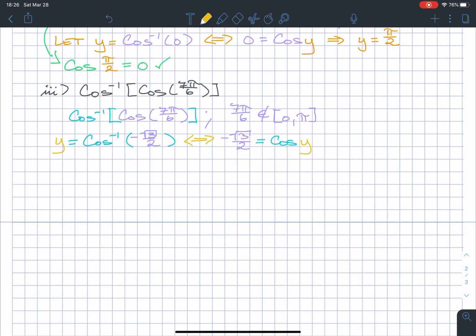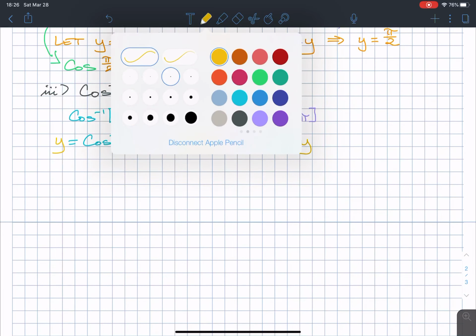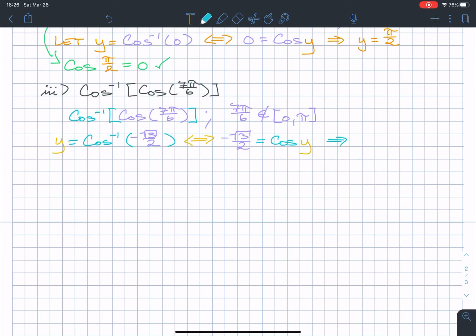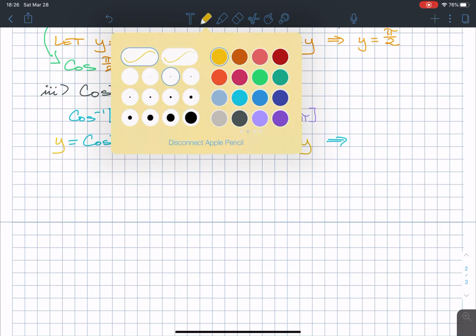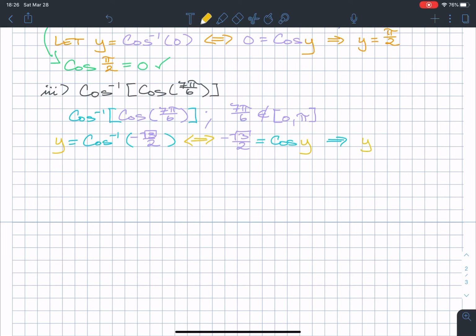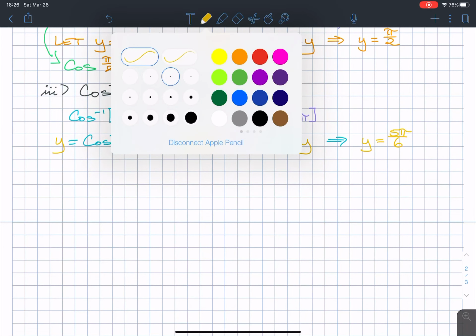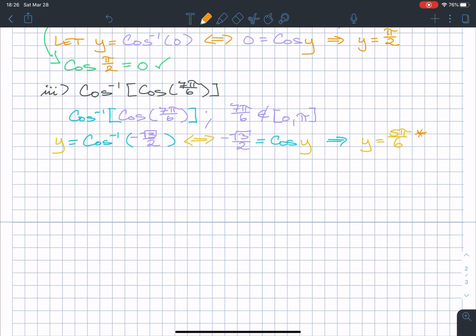Okay, so at what angle is this true? Well, cosine is negative root 3 over 2 in quadrant 2. So in this case, y would be 5 pi over 6. Notice that that's not the same as 7 pi over 6 because I'm restricted. I have a different domain. So this is because, let me put an asterisk here, cosine inverse of any angle theta must be between 0 and pi.